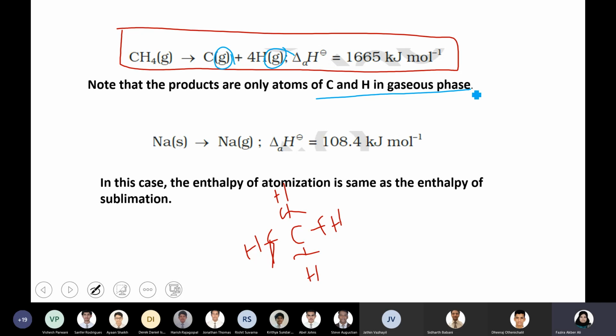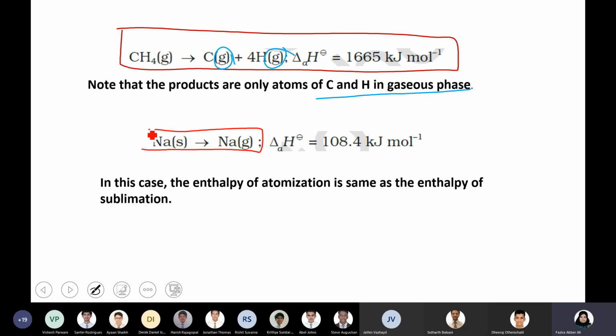And in some other cases, like sodium solid changing into sodium gas, because these elements are already atoms. Metals, if you take any metals, we know that we write the representation as sodium, calcium, magnesium. They are not diatomic or polyatomic. They exist as a lattice. In the lattice, they are atoms, arranged in a lattice only. So they are actually atomic elements. They exist as atoms only.